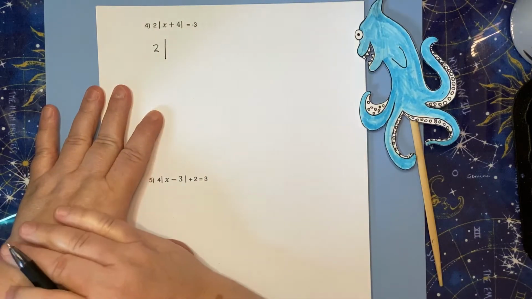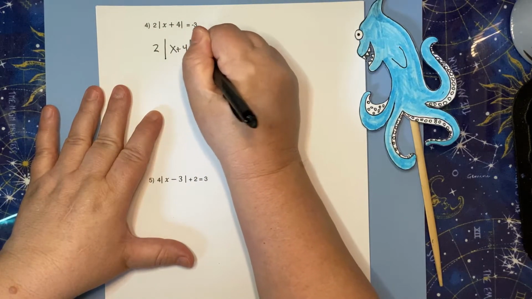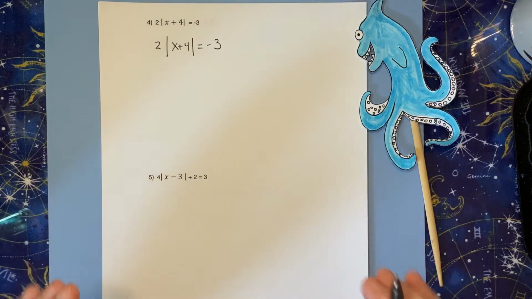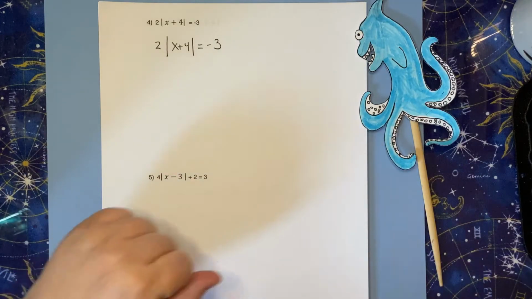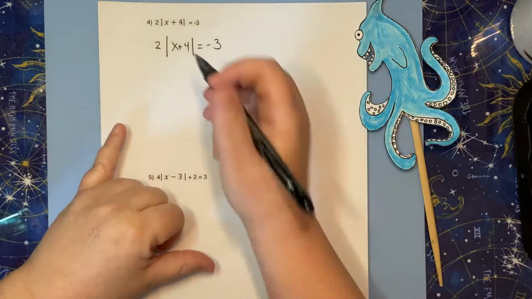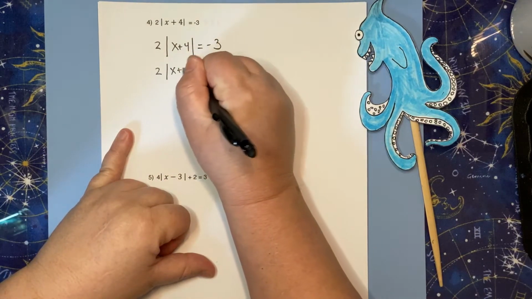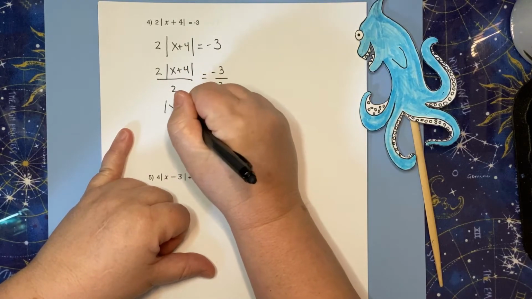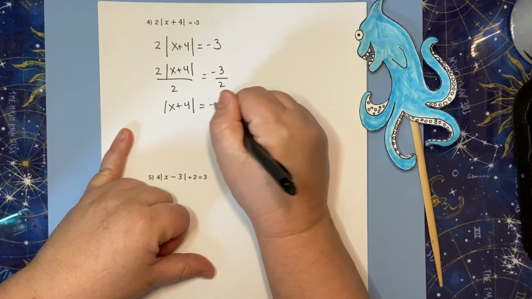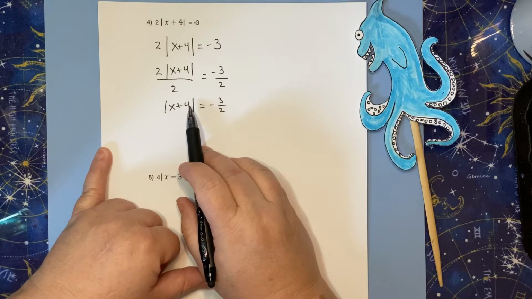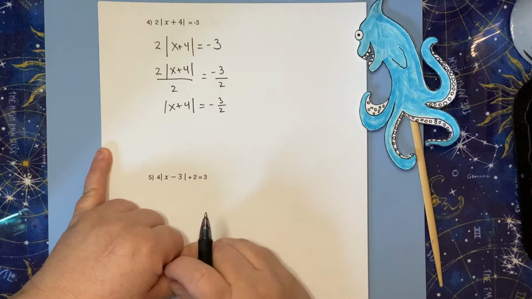2 times the absolute value of x plus 4 equals negative 3. Now, if you start doing your homework and you do a bunch of these, then hopefully you're going to look at this and say, okay, I need to isolate the absolute value, which is fine. So we're going to take both sides and divide by 2. So then we get to the point where we have isolated the absolute value. So the absolute value of x plus 4 equals negative 3/2.